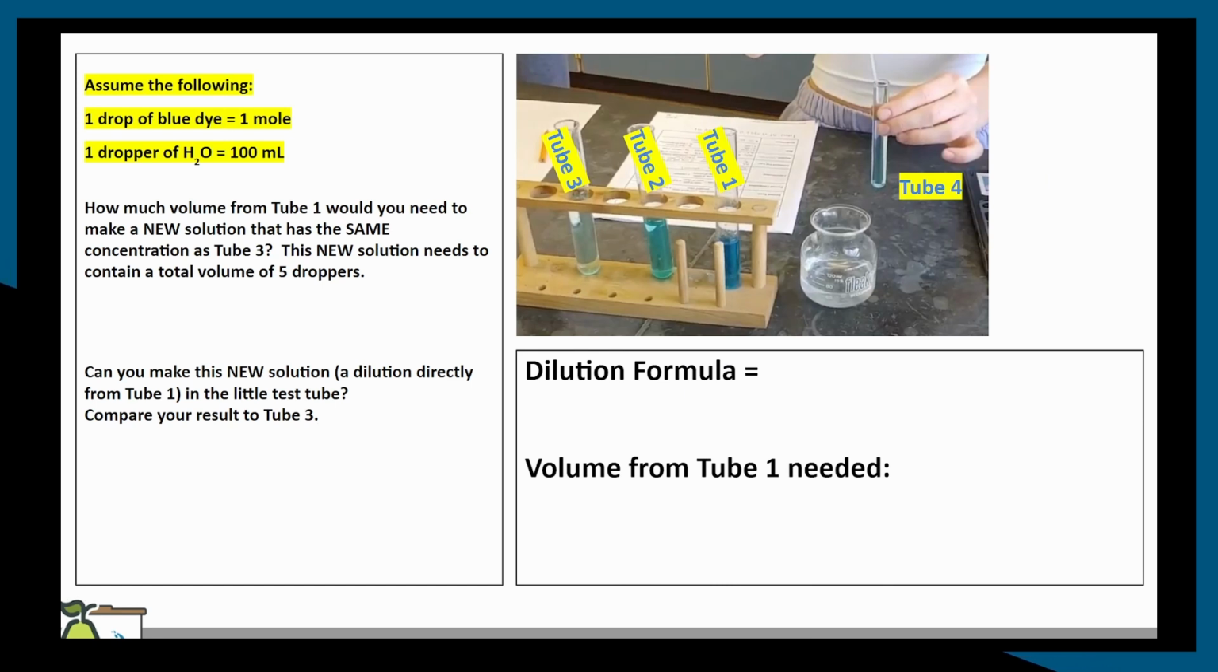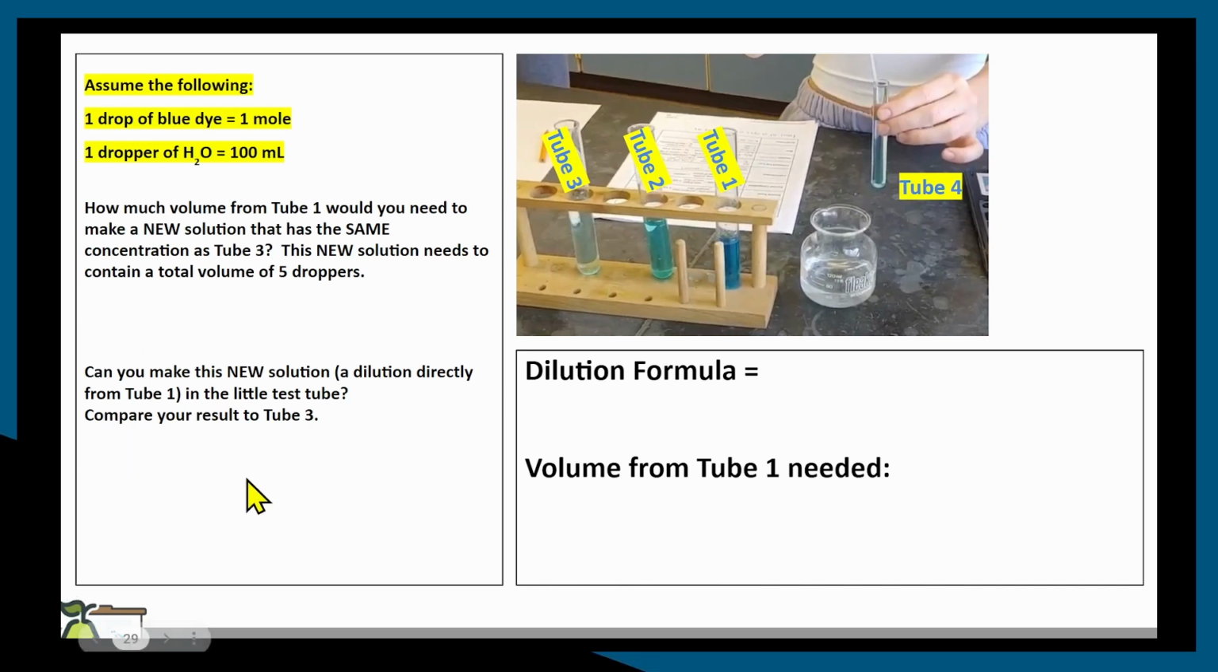How much volume from tube 1 would you need to make a new solution that has the same concentration as tube 3? And this new solution needs to contain a total volume of 5 droppers. And I gave them this tiny test tube, which barely fits the total, further emphasizing how much water molecules like to be attracted to each other. And so you get that bulging meniscus at the top.